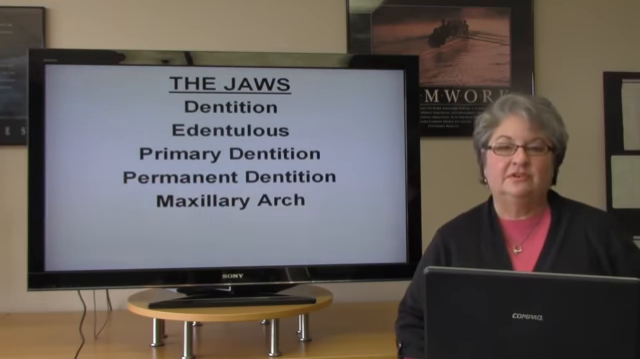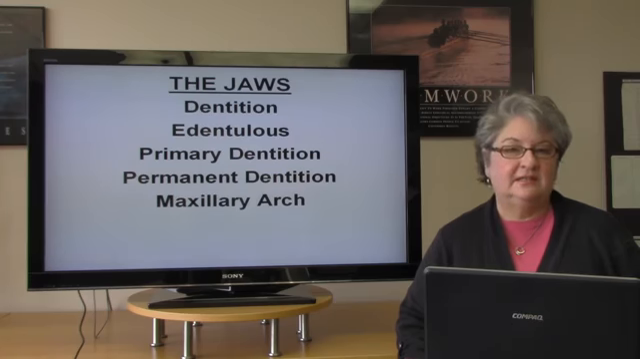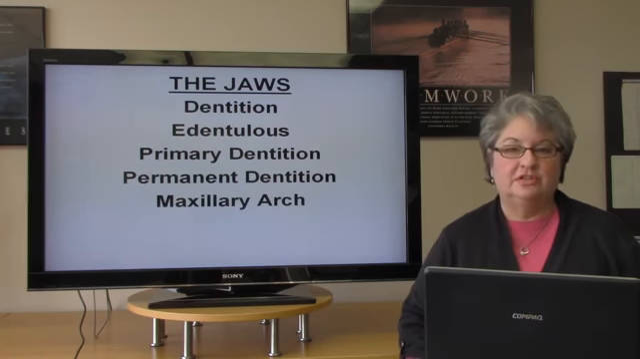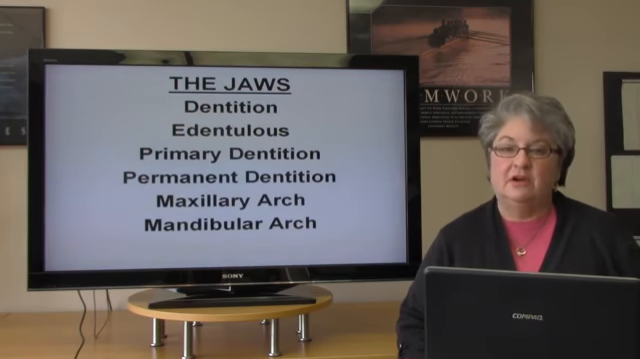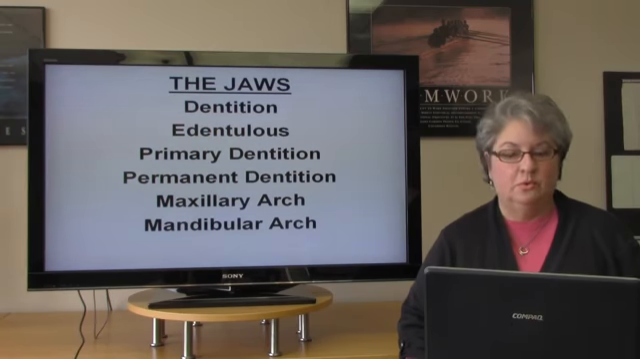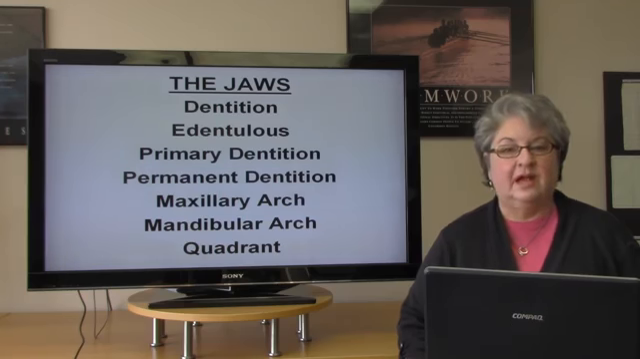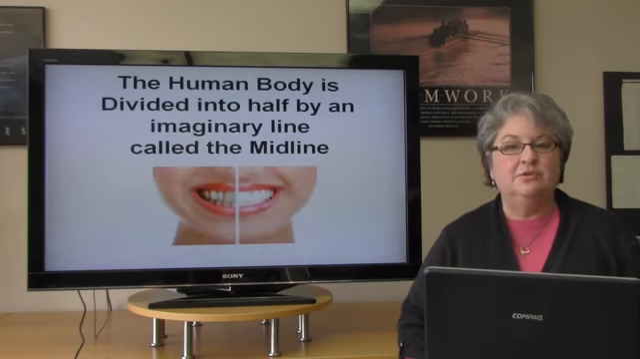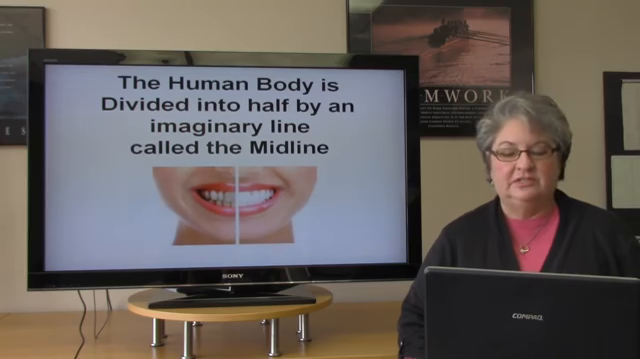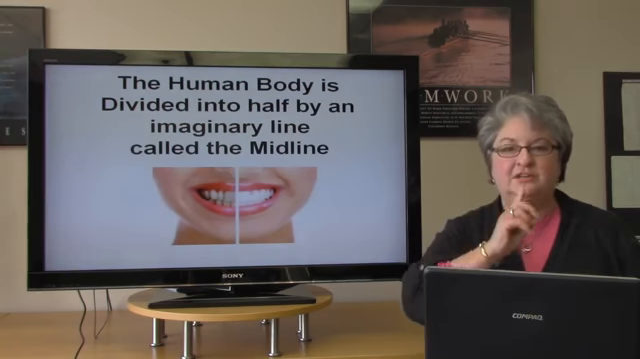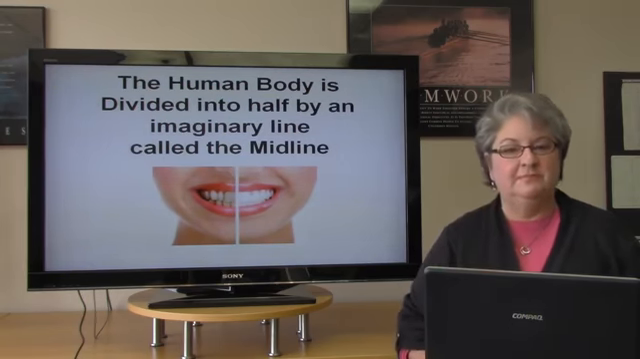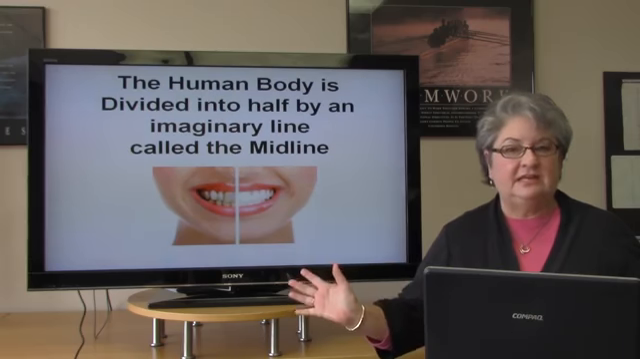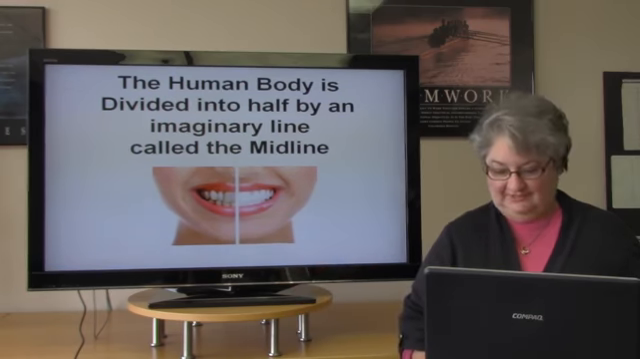The arches are referred to as the maxillary arch for the upper arch and the mandibular arch for the lower arch. The arches or the mouth are divided into quarters, otherwise known as quadrants. The human body is divided into half by an imaginary line down the middle called the midline, and each side is mirror image.